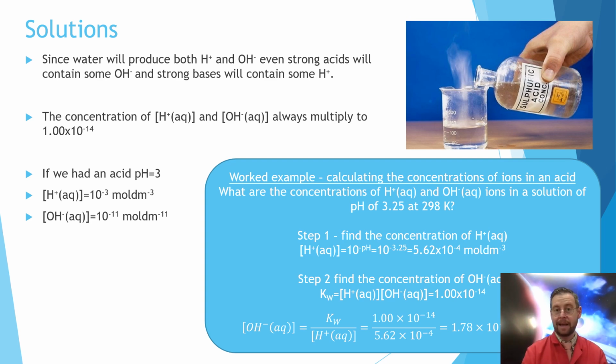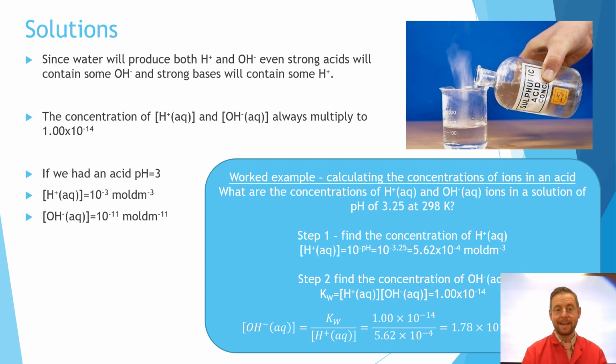Now, if we have a pH of 3, then what we know is that by putting that into the rearrangement of the formula, that pH equals minus log of the concentration of H plus, 10 to the power of the negative pH will give us the concentration. And so 10 to the power of minus 3 will give us the concentration of the acid. But because we have the ionic product of water being 1 times 10 to the minus 14, we can also go one step further and work out the concentration of the OH minus ion.